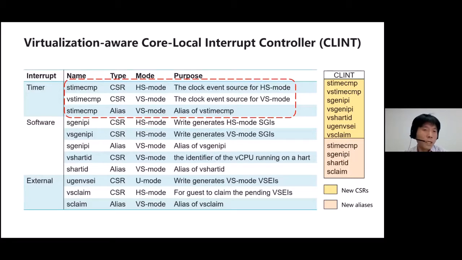The guest VM can directly set the timer interrupt with vstimecmp, for example. It does not need to trap to the host. All other CSRs follow the same idea.